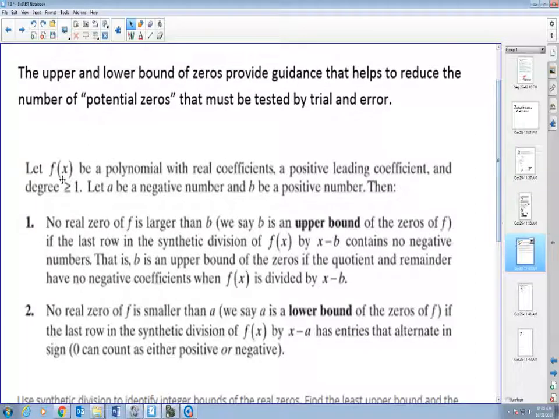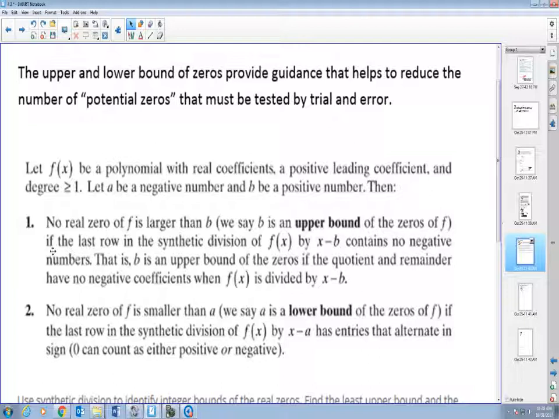Let f of x be a polynomial with real coefficients, a positive leading coefficient, and a degree that is greater than or equal to 1. A positive leading coefficient, see, that's another thing to watch out for. There needs to be a positive leading coefficient. Let a be a negative number and b be a positive number. Then no real zero of the function is going to be larger than b, and we say b is an upper bound of the zeros of my function.